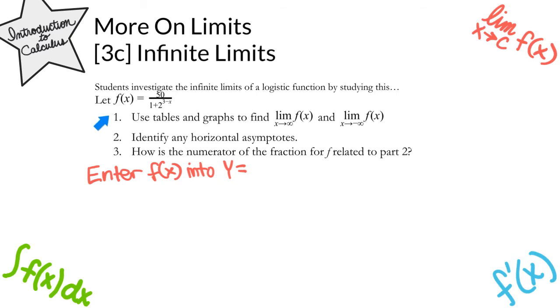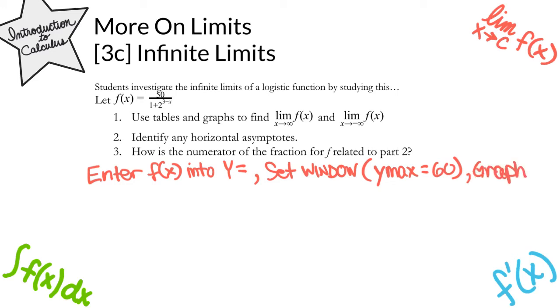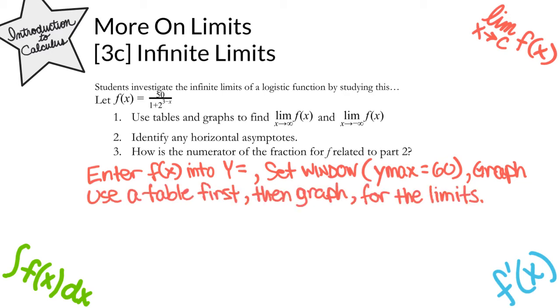Well, before you even do that, what you need to do is set up your window so that you could see the function. So let's change your window. And if you have a standard window, negative 10 to 10 for x's and y's, all you have to do is change your y max to something like 60. Anything bigger than 50 will do. And then just press the graph button and you'll see it. I recommend using the table feature first to analyze the function and possible limits. Then look at the graph and use the trace feature.